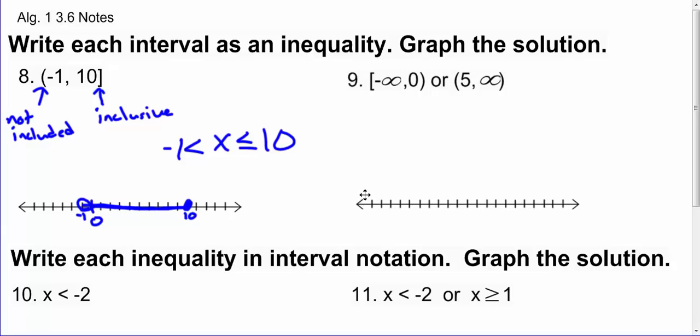All right, let's take a look at number 9. This is an or statement. -infinity to 0 or 5 to infinity. And actually, again, we have kind of a strange thing going on here. -infinity can't be inclusive, so I'm going to change that to a parenthesis, and I'm going to change the 0 to a bracket just so we do have to consider that scenario again.